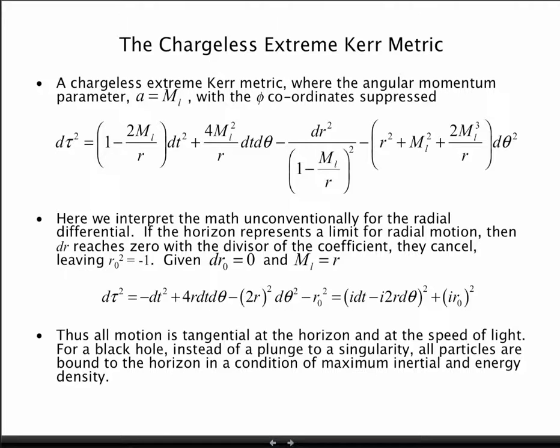Thus, all motion is tangential at the horizon and at the speed of light. For a black hole, instead of a plunge to a singularity, all particles are bound to the horizon at a condition of maximum inertial and energy density.